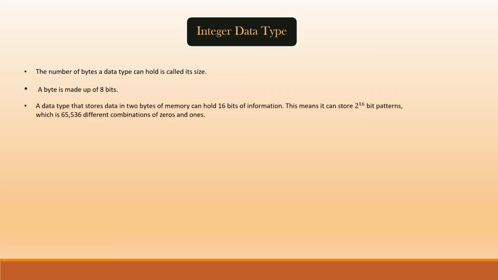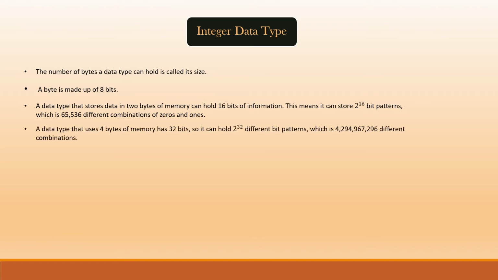This means it can store 2 power 16 bit patterns, which is 65,536 different combinations of zeros and ones. A data type that uses 4 bytes of memory has 32 bits, so it can hold 2 power 32 different bit patterns, which is 4,294,967,296 different combinations. What these combinations are used for depends on the data type.